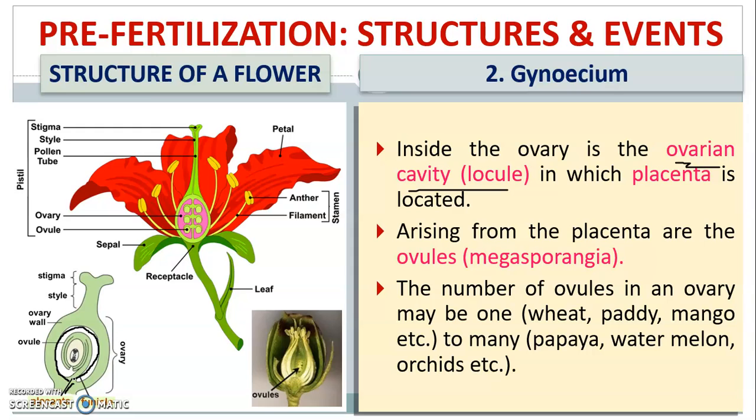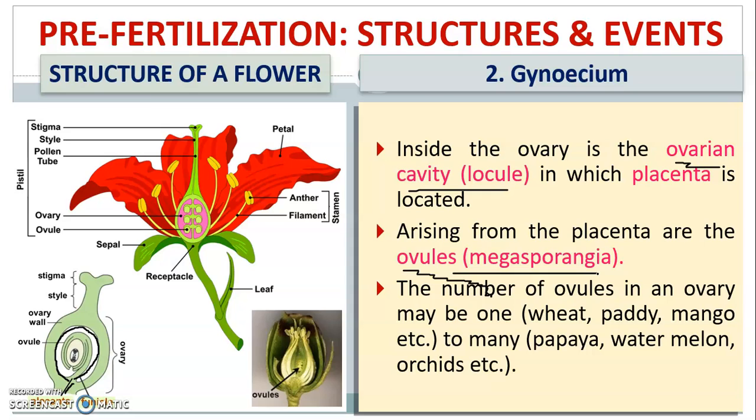This ovule arising from the placenta is also known as megasporangium. Now the number of ovules varies from plant to plant, flower to flower, right? If the flower has only one ovule, then we can identify these plants by the presence of seed inside the fruit. It means if only one seed is present inside the fruit, then we can say only one ovule is present inside the ovary.